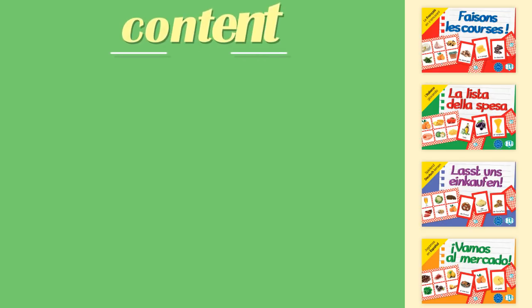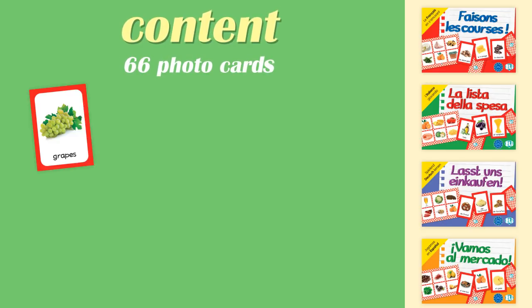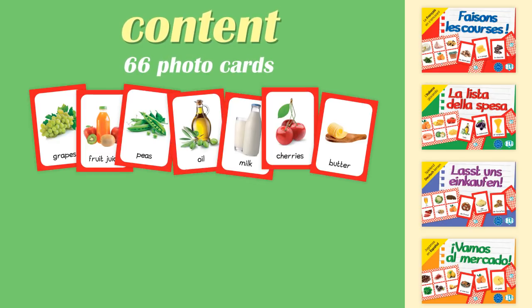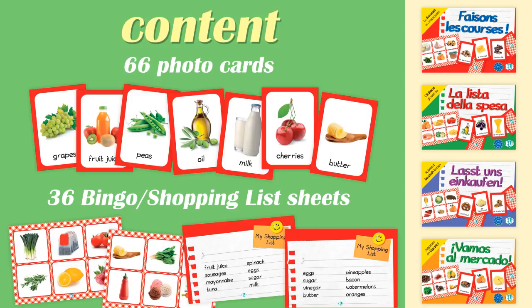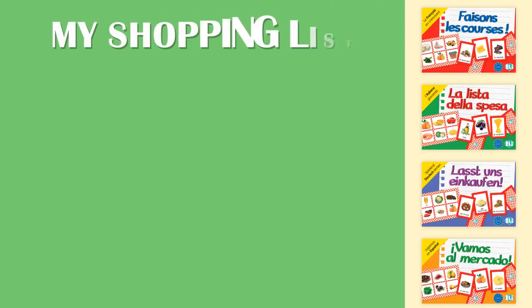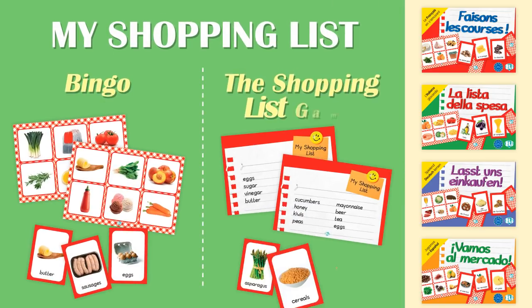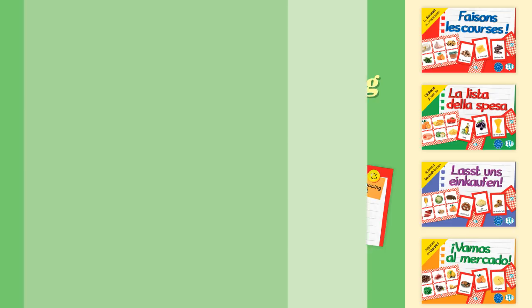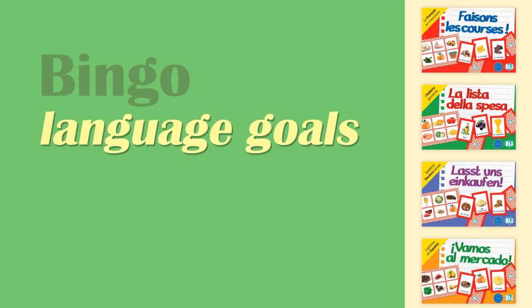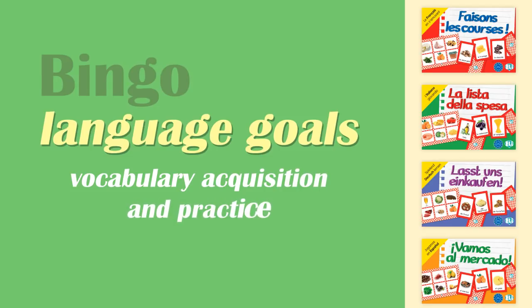The box contains a pack of 66 labelled photo cards with pictures of food, beverages and their ingredients, 36 double-sided sheets, bingo side and shopping list side. My Shopping List is in fact 2 games in one, bingo and the shopping list game. The language goal of bingo is the acquisition and practice of vocabulary related to shopping.